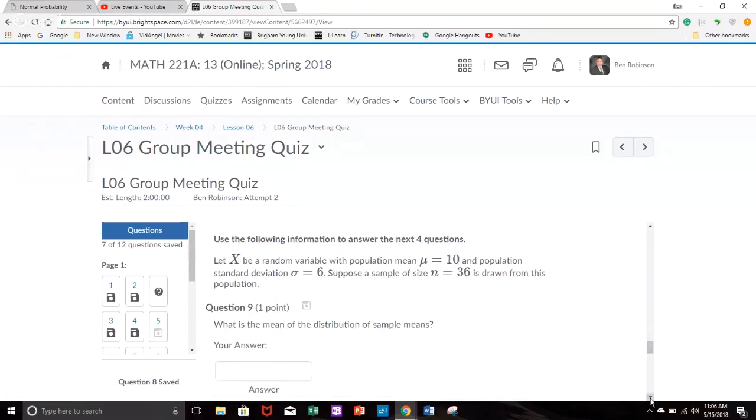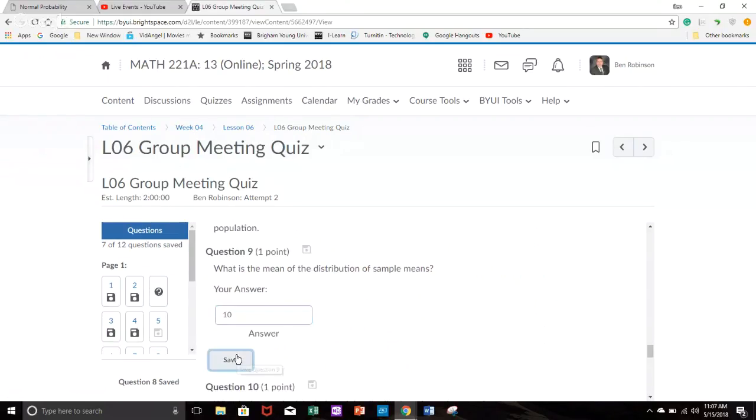Okay, it says let x be a random variable with population mean mu equals 10 and population standard deviation sigma equals 6. Suppose a sample of size n equals 36 is drawn from this population. What is the mean of the distribution of sample means? The mean stays the same even when using n equals 36. So that's going to be 10. Okay, I agree. Yep.